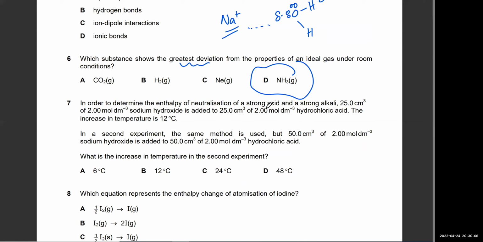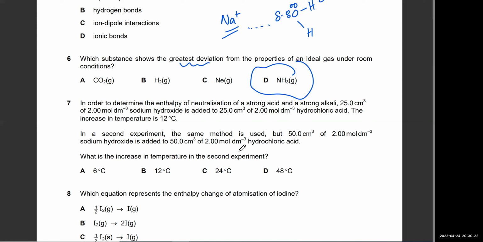as NaOH and hydrochloric acid, the increase in temperature is 12. And then there's a second experiment. The same method is used, but 50 cm³ of this and this are mixed together. What is the increase in temperature in the second experiment?